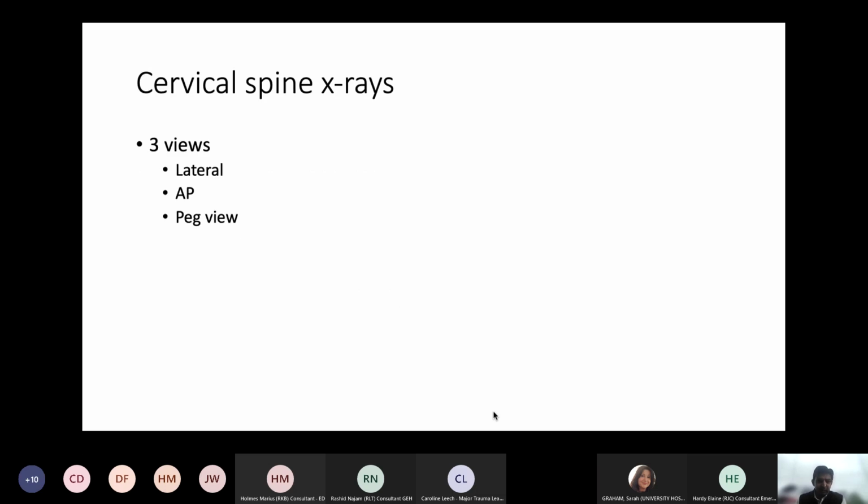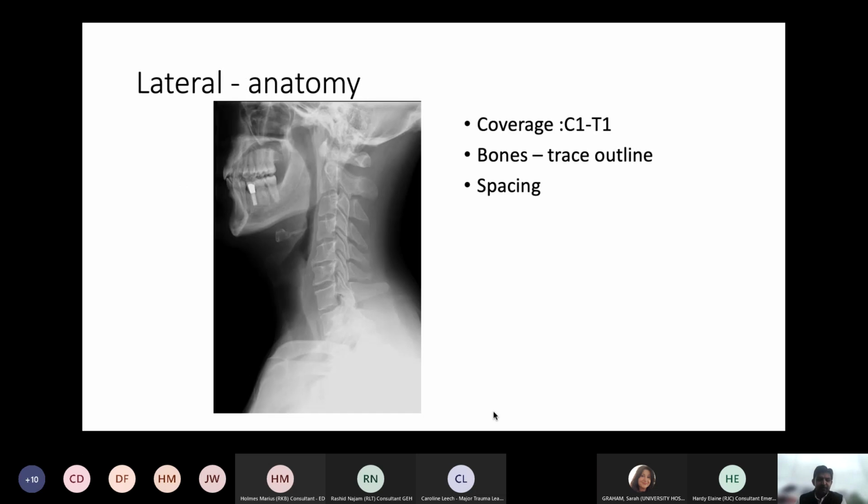So the cervical spine X-ray, as I say, you get 3 views, lateral, AP, and a peg view. You want to be able to see all the way from C1, this is C2 peg, and this is what you want. You want to be able to see the facet joints, everything nicely aligned, no sagittal misalignment. You can see the spinous processes nicely with C2, 3, 4, 5, 6, 7, and T1. That's the perfect X-ray.